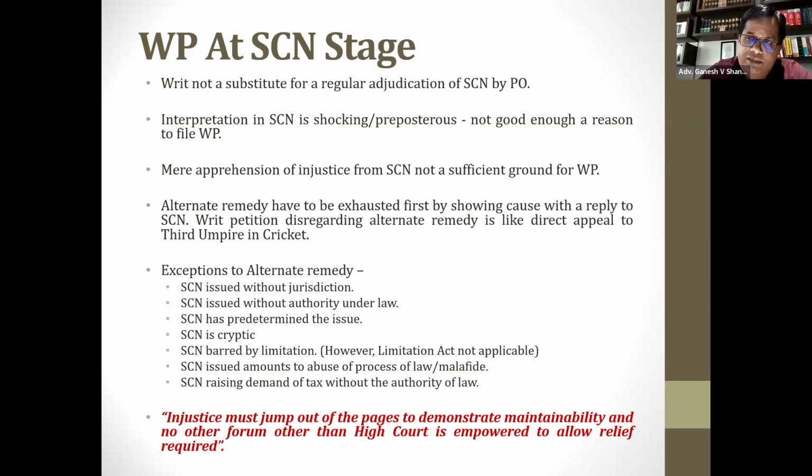Because I have a right to question the legal sanctity or validity or action of the officer who is issuing this SCN to me to respond back. Is it fine? Got it. So another question, yes, sir.